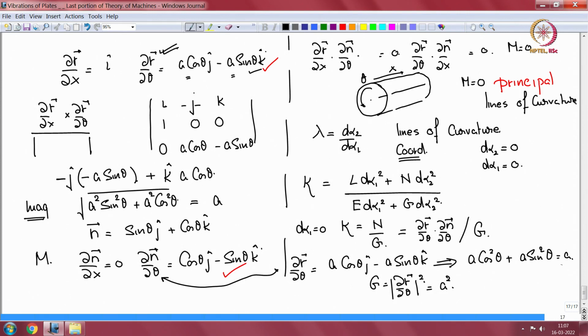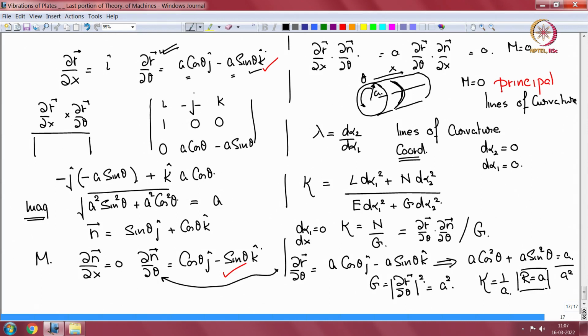So if I divide this by a squared, I get 1 over a. So the curvature kappa is 1 over a, or the radius of curvature is a, which is true, right? D alpha 1 is dx. So the radius of curvature in that direction is a. This is a.